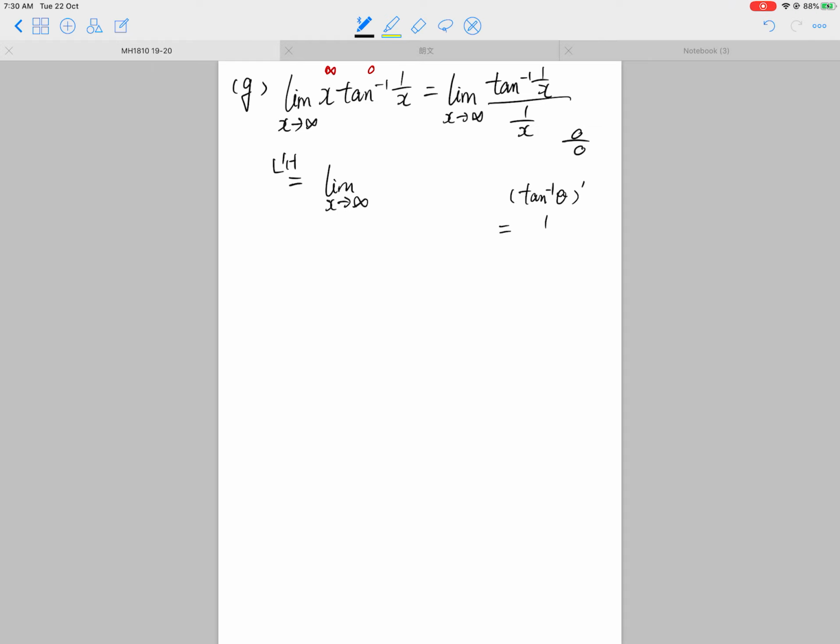The derivative is 1 over 1 plus its square. So the top is 1 over 1 plus this square, times negative 1 over x squared. The bottom's derivative is just negative 1 over x squared. So these two cancel out. It's just the limit of this. So this part is 0, right? Then the result is 1.